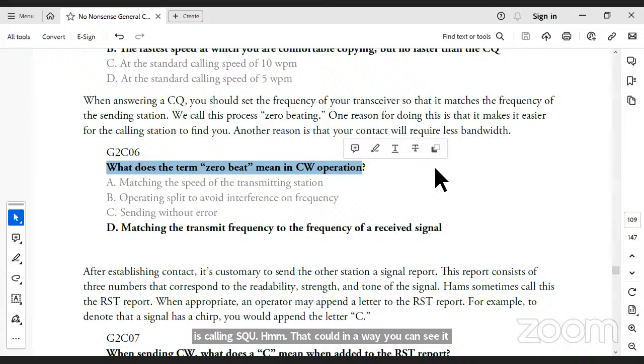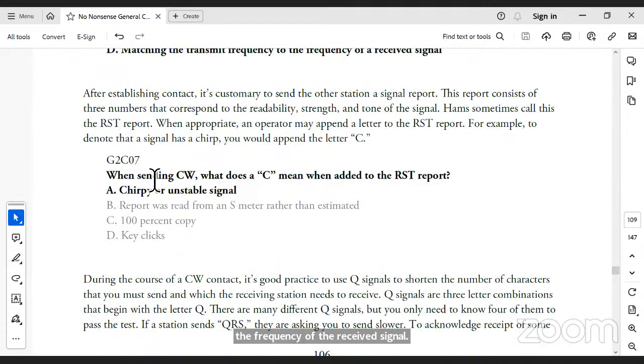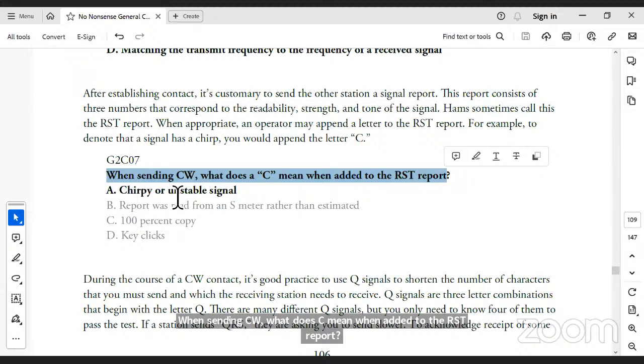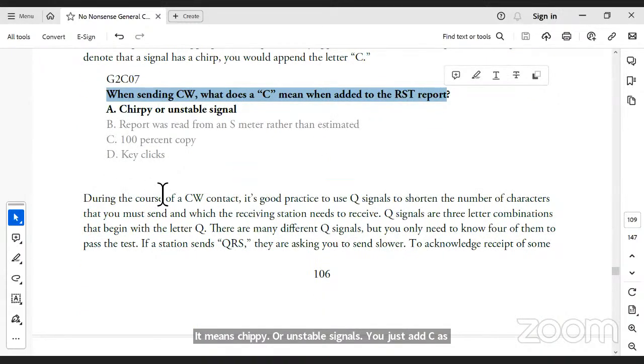Right? In a way, you could say that's the lowest common denominator. All right. What does the term zero beat mean in CW operation? It means matching the transmit frequency to the frequency of the received signal. Right, so you're meeting the person where they're at. When sending CW, what does C mean when added to the RST report? It means chirpy or unstable signal. So you just add C as the suffix to the RST report or the signal report.